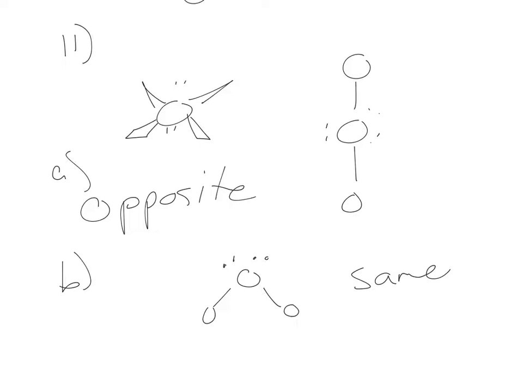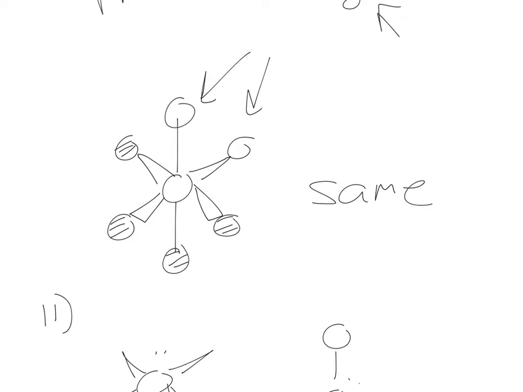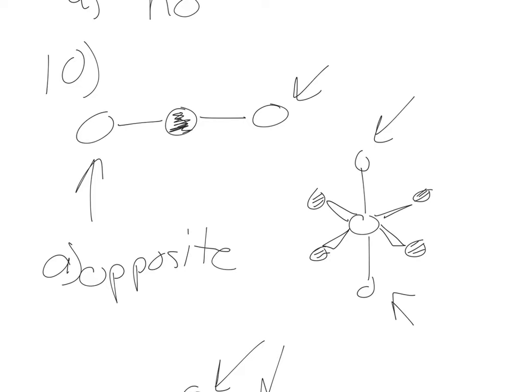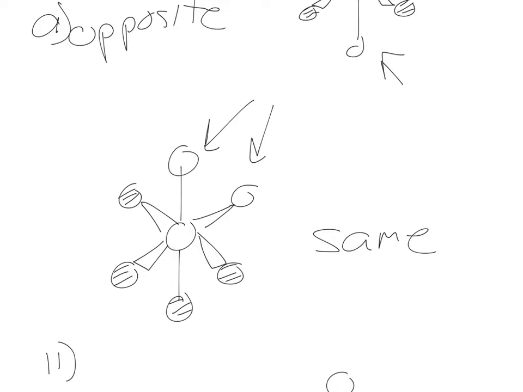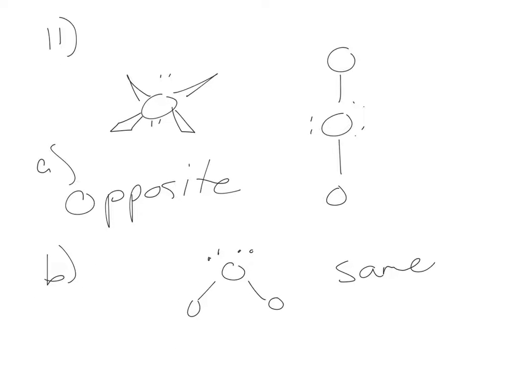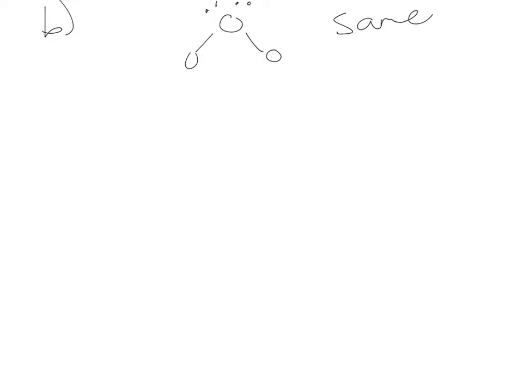And lo and behold, the lone pairs are on the same side. So we see the exact same trend as we did up here with polar bonds. If you're in a nonpolar molecule, the polar bonds are opposite. If you're in a polar molecule, they're on the same side. If you're looking at lone pairs in a nonpolar molecule, they're opposite. In a polar molecule, they're on the same side. Okay. Those are good things to know.